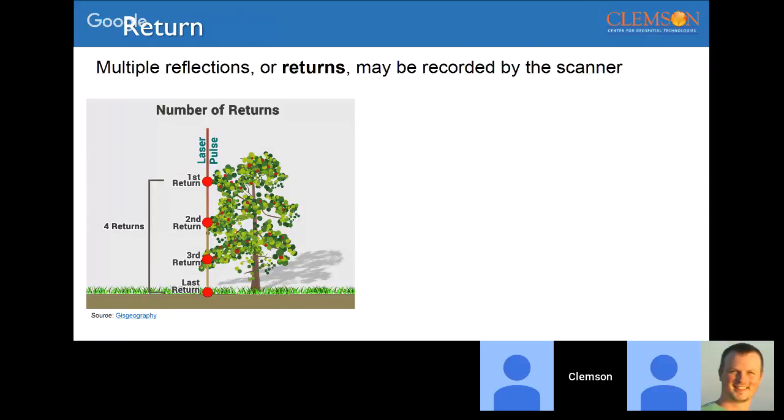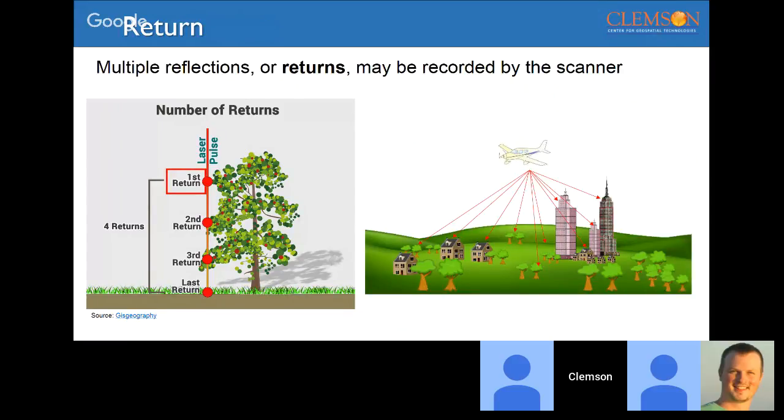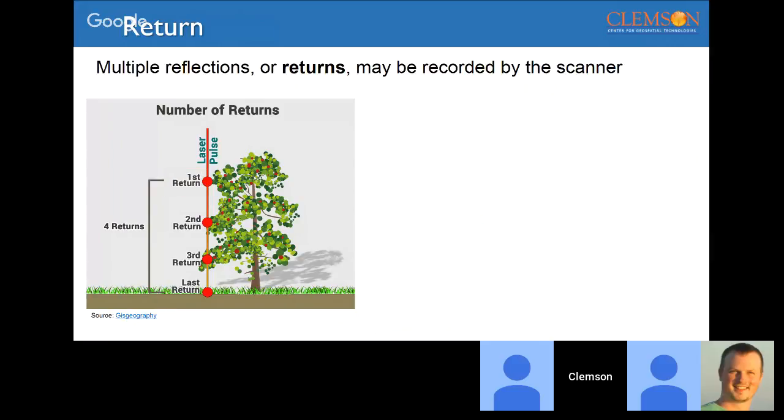So this is how you're able to see through trees or see through a jungle canopy. I'm getting ahead of myself here. The way we're able to see through the canopy is we're going to remove anything that wasn't a last return.